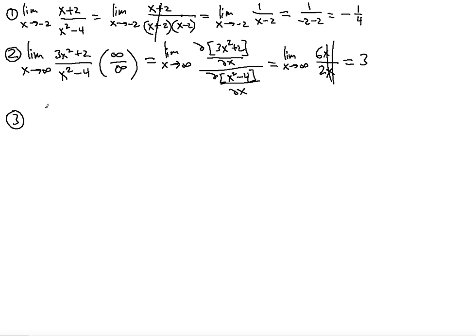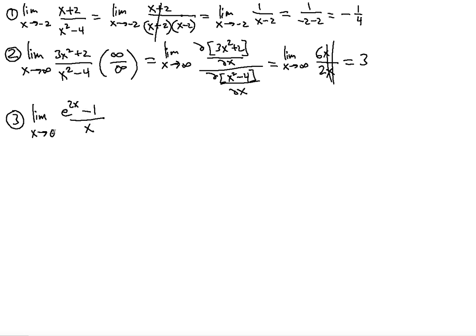Okay, so the third example, as x approaches 0, we will have e to the 2x minus 1 over x. So as you can see, we could possibly multiply both the numerator and denominator by the conjugate of the numerator, but that will not do us any good because the x will still exist.